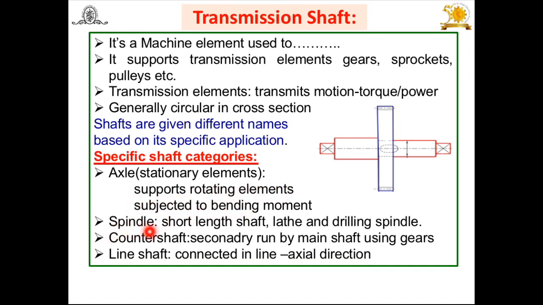Then second, spindles. Spindle means a short length rotating shaft. Generally, you will find spindles in case of lathe and drilling machines. Spindles are the example of this. It's a short length shaft.